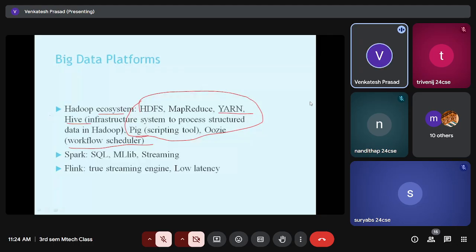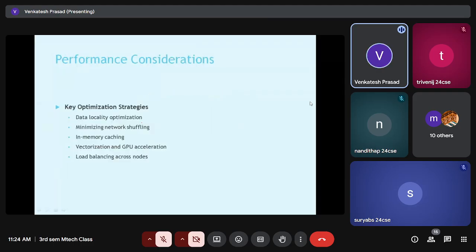Okay, then Spark we'll see later, Flink, streaming engine, all those things we will see slowly later. But right now, these are the big data platforms that are used for parallel computing and distributed computing. Okay. Performance considerations, of course, we have seen that before.